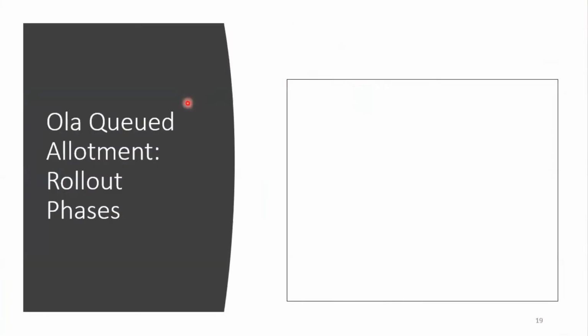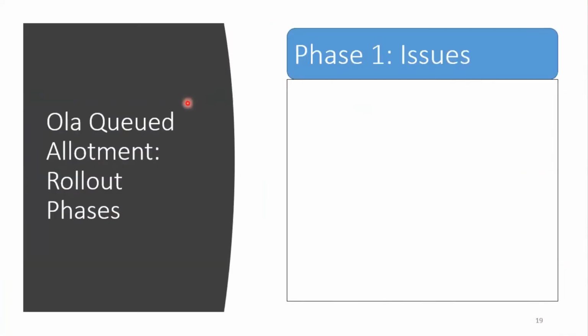So let's skip this for a moment, not to worry. As we rolled it out for phase 1, we saw a lot of issues, right? But the fact that we were able to contain it to just 2 locations in Bangalore ensured that the feature didn't blow up in our face. What were some of the issues?